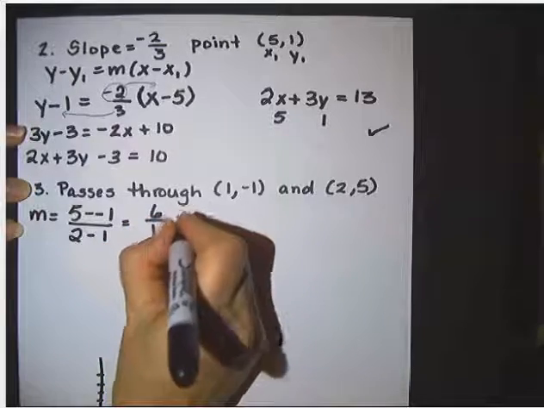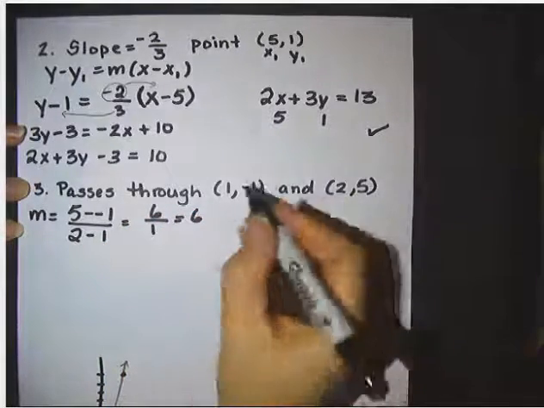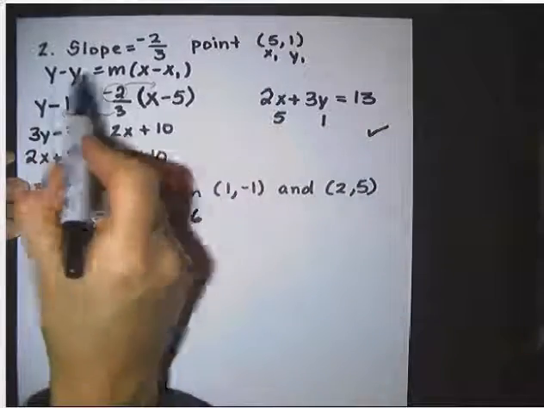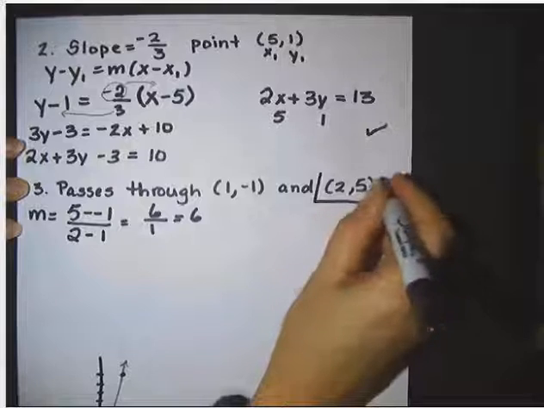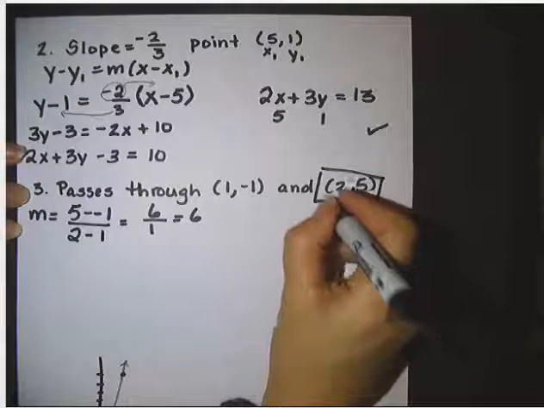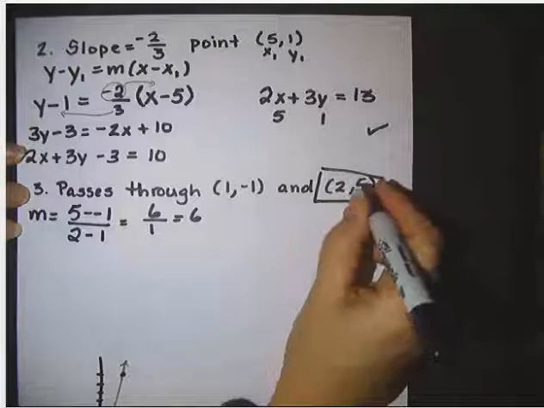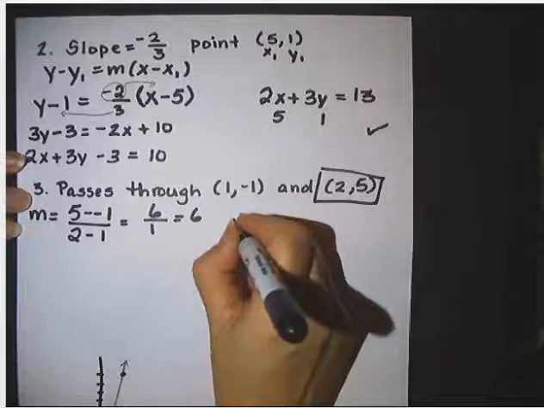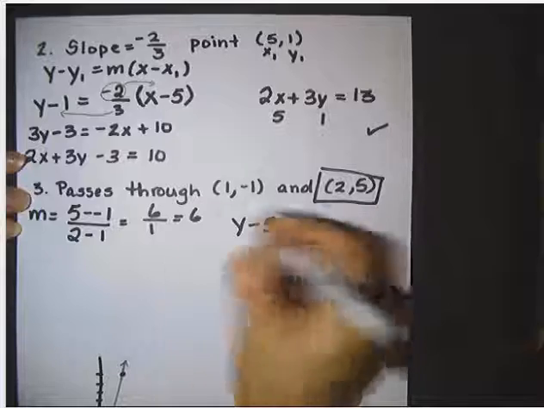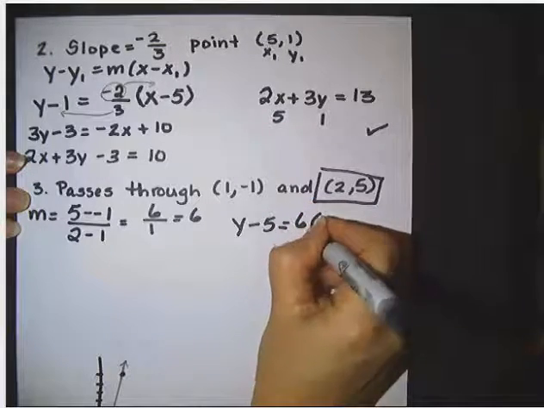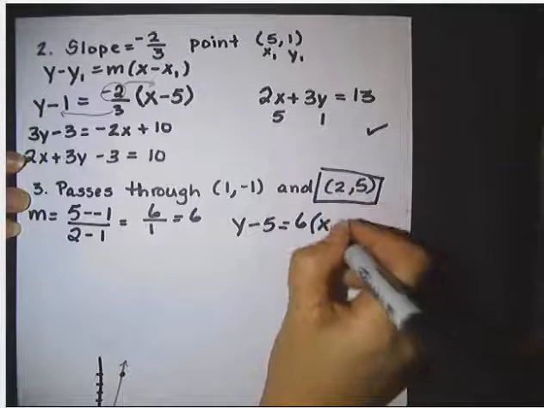So we get 6 over 1, or 6 for the slope. So now, if I want to put it in this point-slope form, I can use either point I want to. So if I choose to use the point 2, 5, so I'm going to have 2 is x1, 5 is y1. Y minus y1 is 5 equals the slope I just got is 6 times x minus x1 is 2. That is the equation of a line.